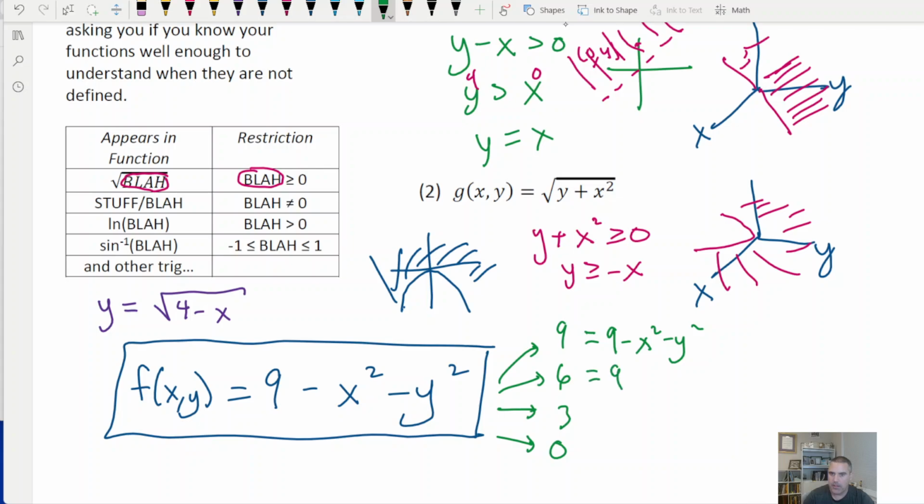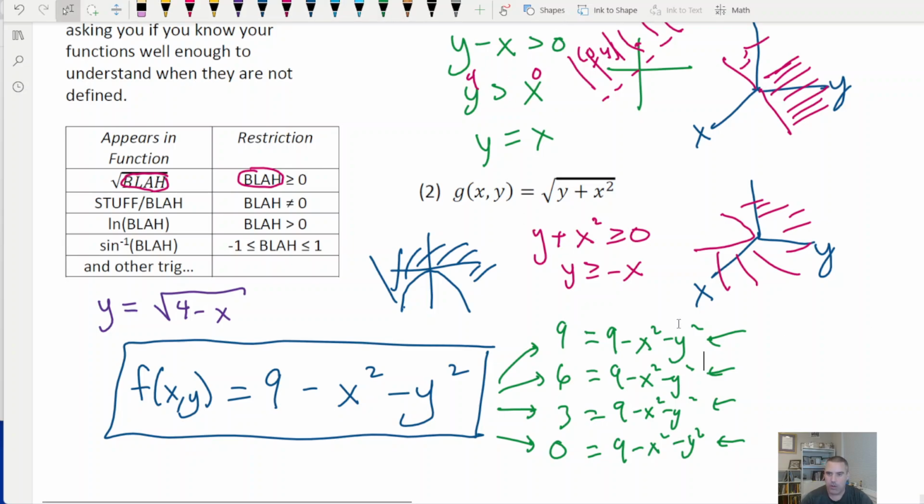So you would figure out what that is. You'd figure out what this is. You'd figure out what this is. Now, if you're just trying to get a sense, you should realize those are all circles. This is a circle of radius 3. This is a circle of radius square root of 6. This is a circle of radius square root of 3. This is a circle of radius 0, or just a point. So I'm going to graph those.